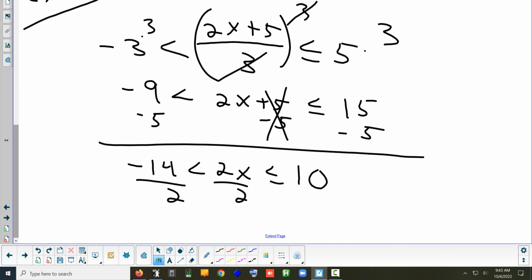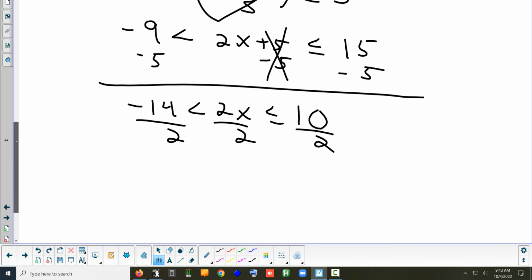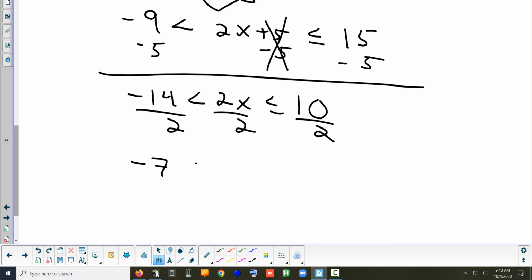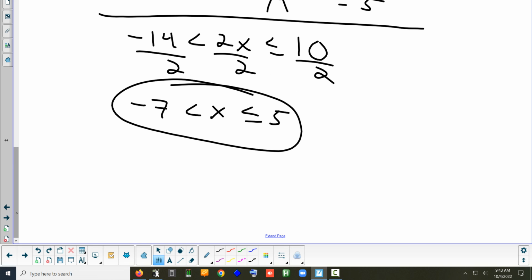Did we divide by a negative? No. So we don't flip anything. So the answer is negative 7 is less than x, which is less than or equal to 3. So solving a conjunction is not really that much harder. You just have to make sure whatever you do to the middle, you do to both sides. Questions on that?